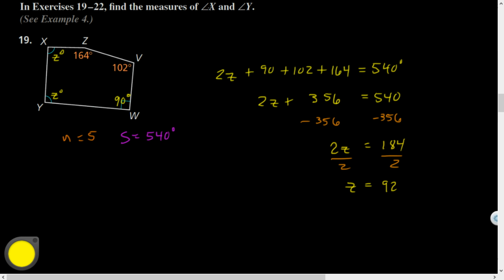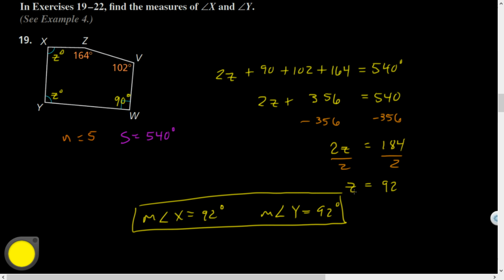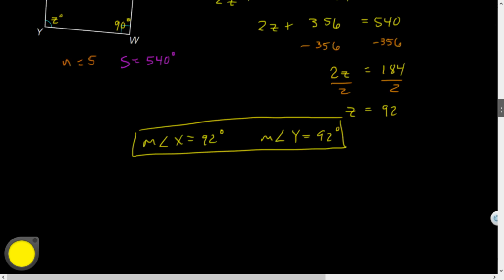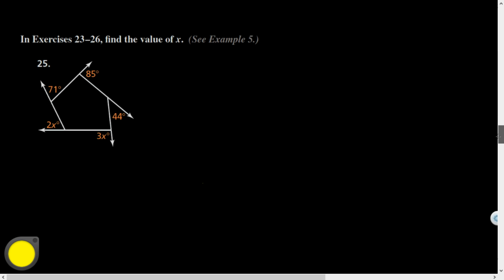Since they asked me for the measures of those angles, I could say with more clarity that the measure of angle x is 92 degrees, and conveniently the measure of angle y is also 92 degrees. So there would be my answers. Is that one more problem? Hooray, good.